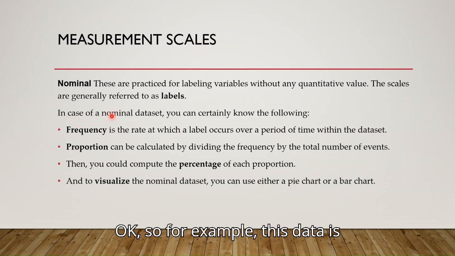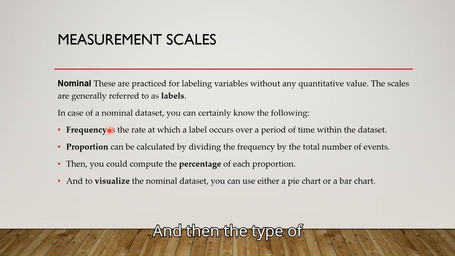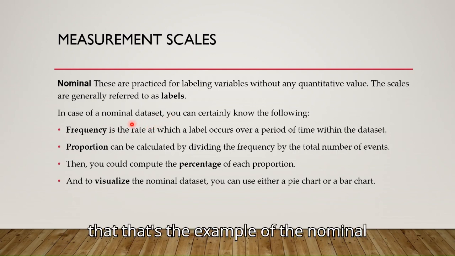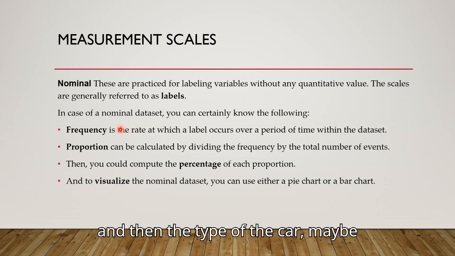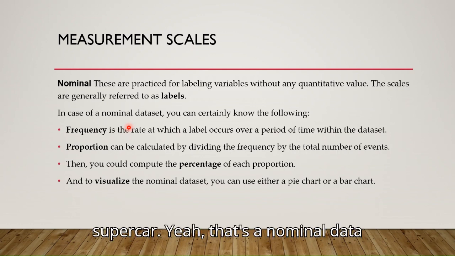Okay, so for example, gender is also nominal, and then the type of children, let's say children with good hair and bad hair. I think that's an example of nominal. And then the type of car, maybe sedan, minibus, or supercar. Yeah, those are nominal datasets.